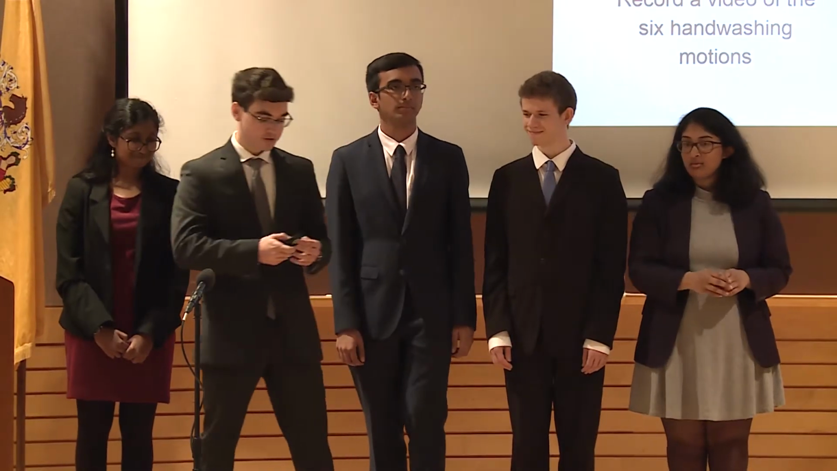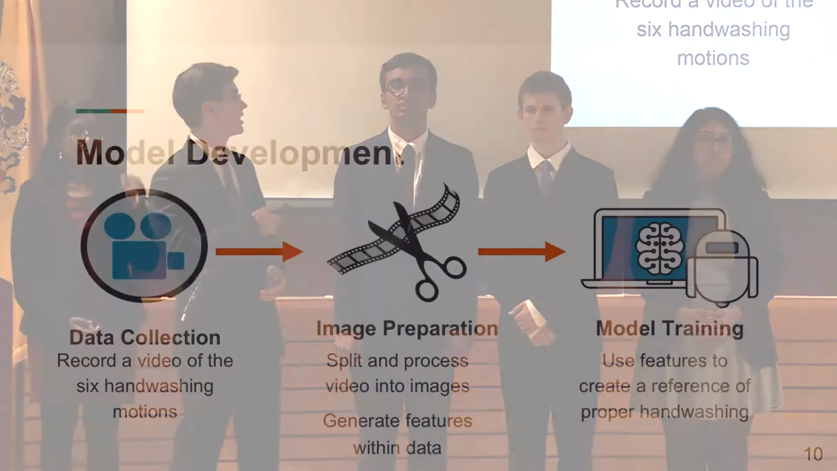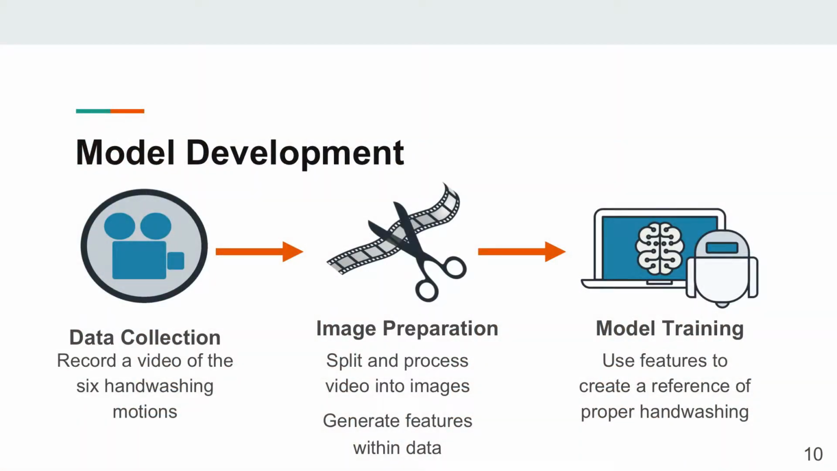In order to fulfill the purpose of our project, we first have to develop a model for usage of machine learning. This process can be broken down into the 3 steps of data collection, image preparation, and model training. The first step of data collection simply involved the recording of a video where the 6 hand-washing motions were done properly. Then this video was sent into image preparation, where the video is split into individual images that can be processed with different algorithms and filters.